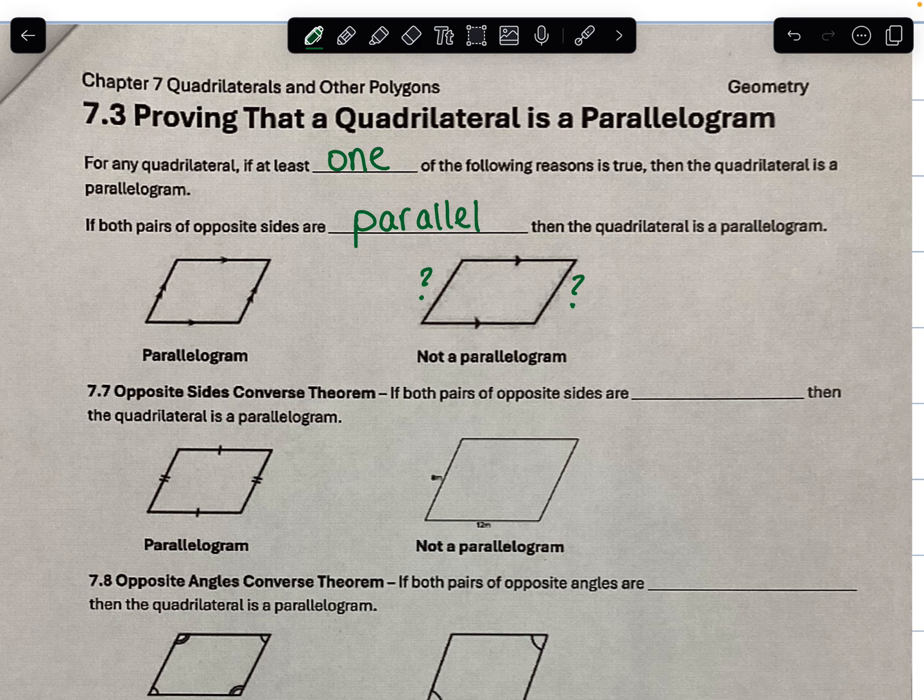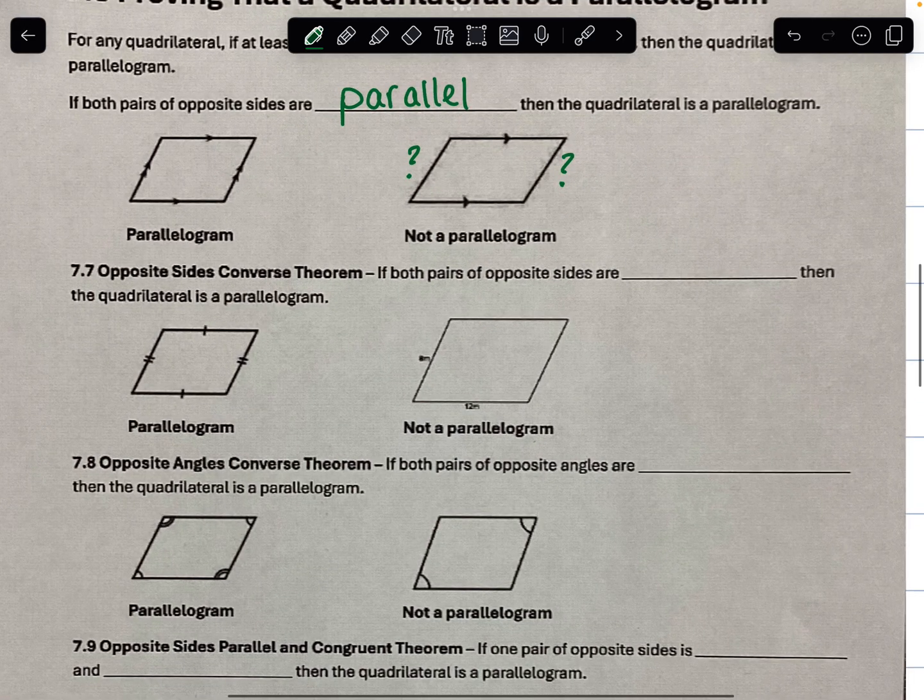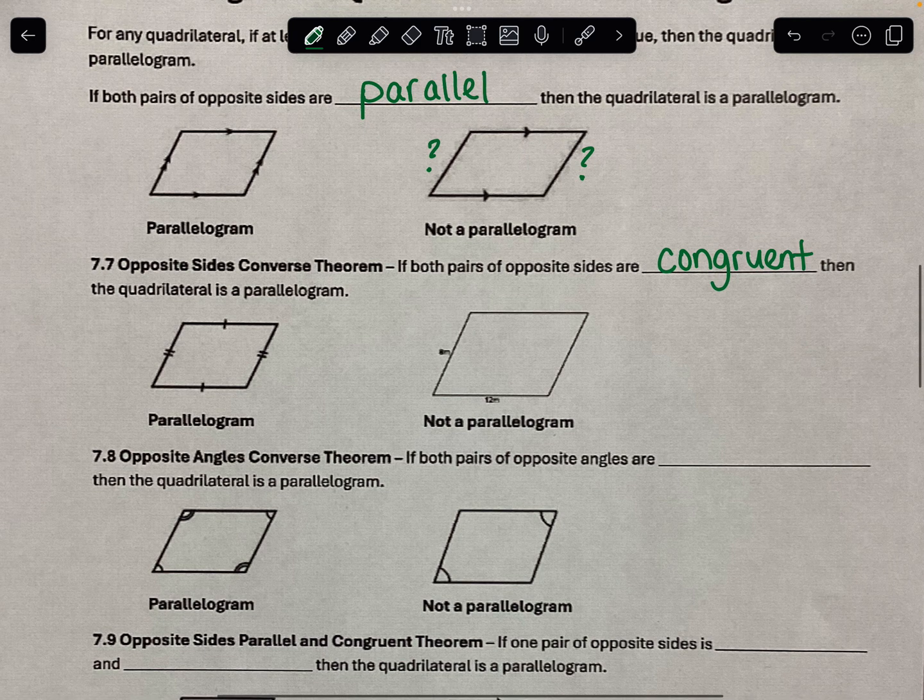All right, same thing on opposite sides. If both pairs of opposite sides are congruent, then the quadrilateral is a parallelogram, right? Again, we can see that in the first example. Opposite sides here are shown to be congruent. Opposite sides here are also shown to be congruent. Why can I not say that on the second one? Yeah, really, you don't know anything about opposite sides. I don't know the length of this. I also don't know the length of the top part, okay?